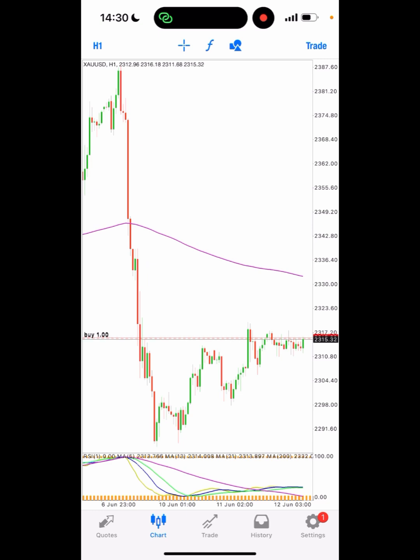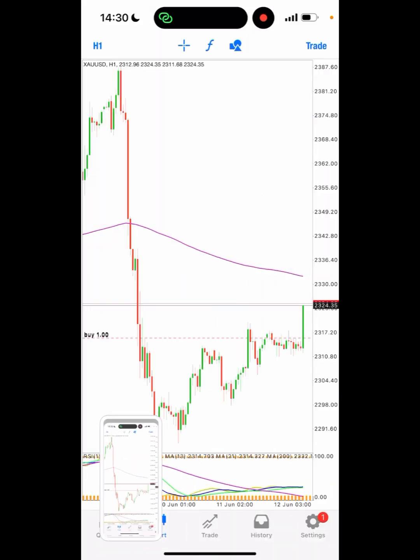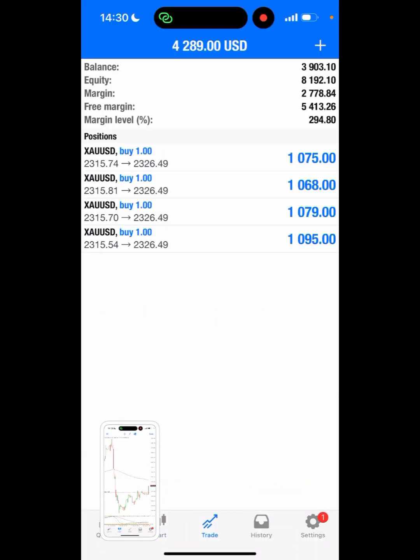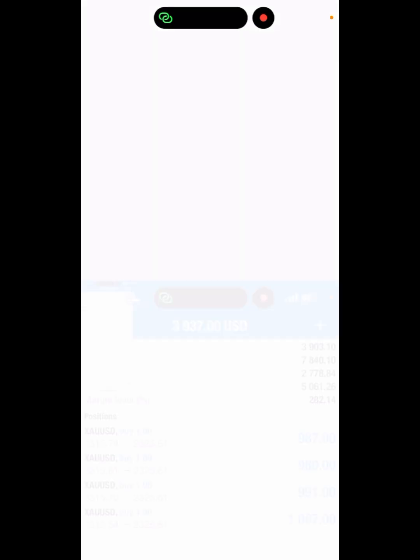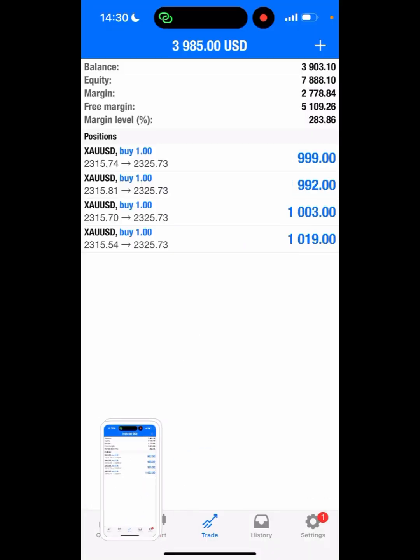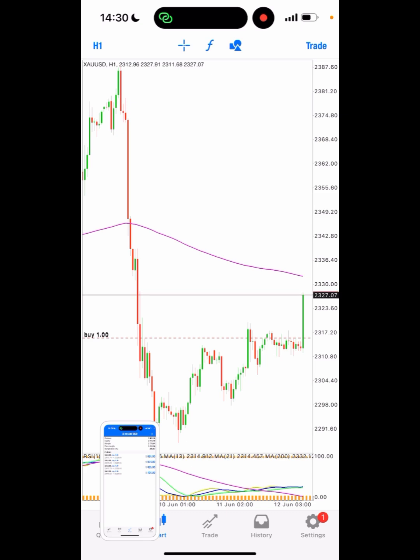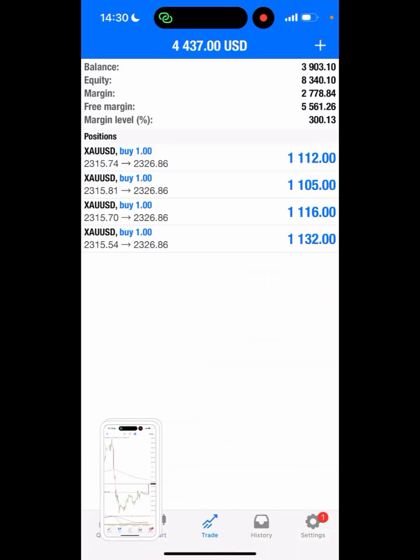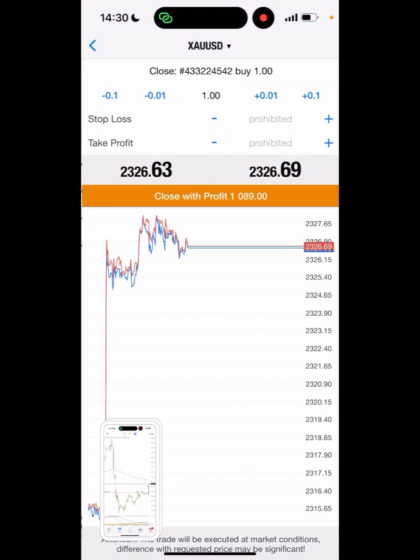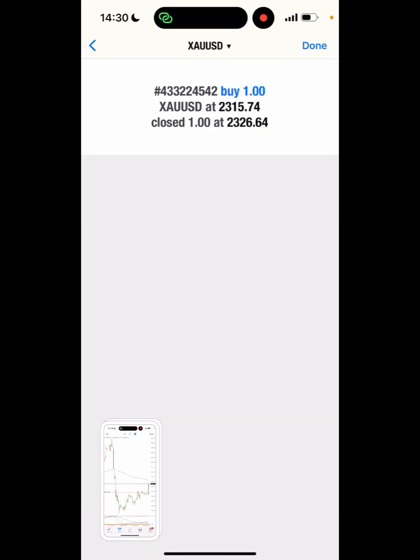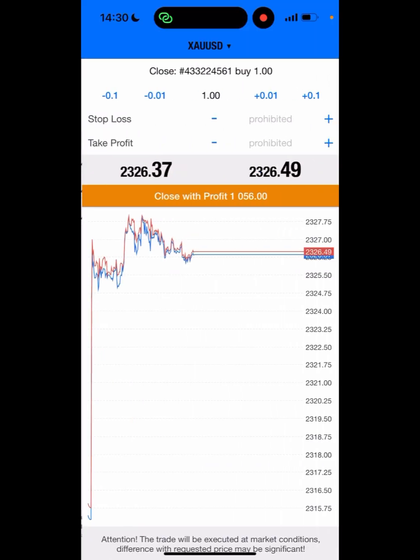And we're going to kill the CPI today, as I said. Look at this, guys. We already killed it. So since I already killed the news, I'm out, guys. I'm taking my profit. This is how I trade.